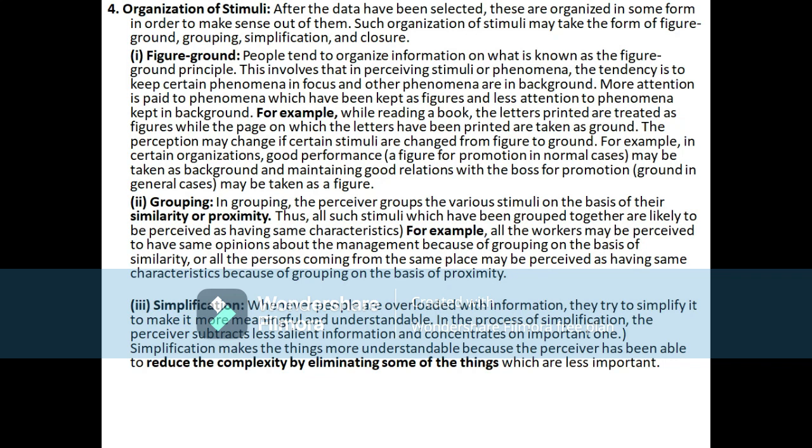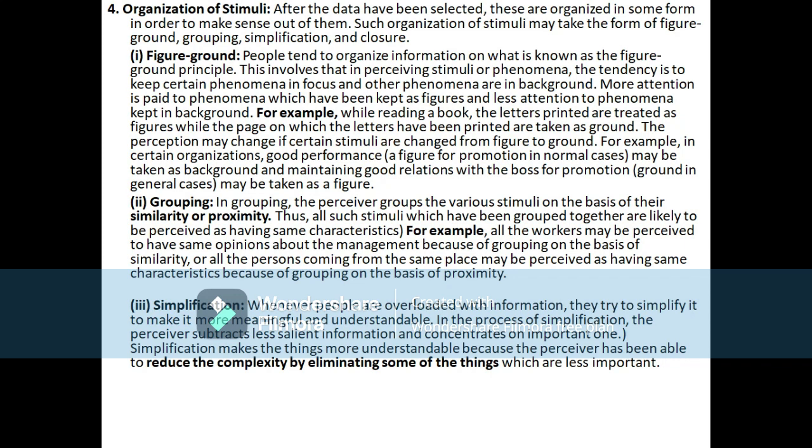Next, simplification. Whenever people are overloaded with information, they try to simplify it. So basically simplification means whatever data is collected from the external environment, not all the data will be taken into consideration in order to perceive.